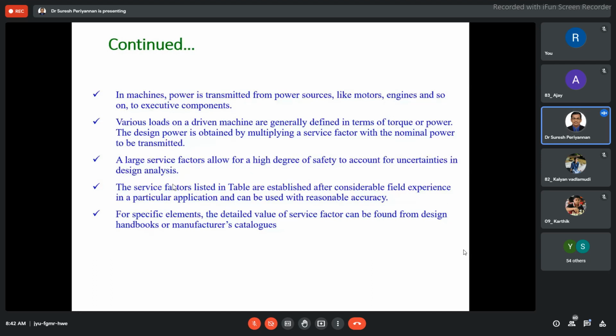Suppose we are doing a new design machine component. Our requirement is transmitting the power 10 kilowatt. That is a nominal power transmission. But as per the design standards, we have to follow certain service factor to ensure the safe limit. My design component is 10 kilowatt, but I have to multiply with 1.2 or 1.4 or 1.5 or 1.6 or 1.7, whatever may be. We have to multiply with some service factor, then that should be our designed power.